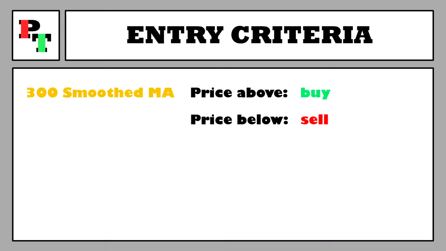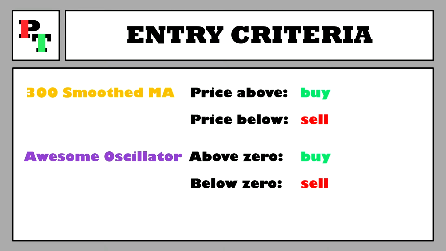So what are the entry signals we're actually taking? Let's check the criteria. Firstly, for our 300 period smooth moving average, we'll only be taking buy signals when price is above the average, and we'll only be taking sell signals when price is below the average. Secondly, for our awesome oscillator, we'll only be taking buy signals when the histogram value is above 0, and we'll only be taking sell signals when the histogram value is below 0. So we have to have those 2 indicators matching up as either a buy signal or a sell signal for us to look at the final part of our entry.